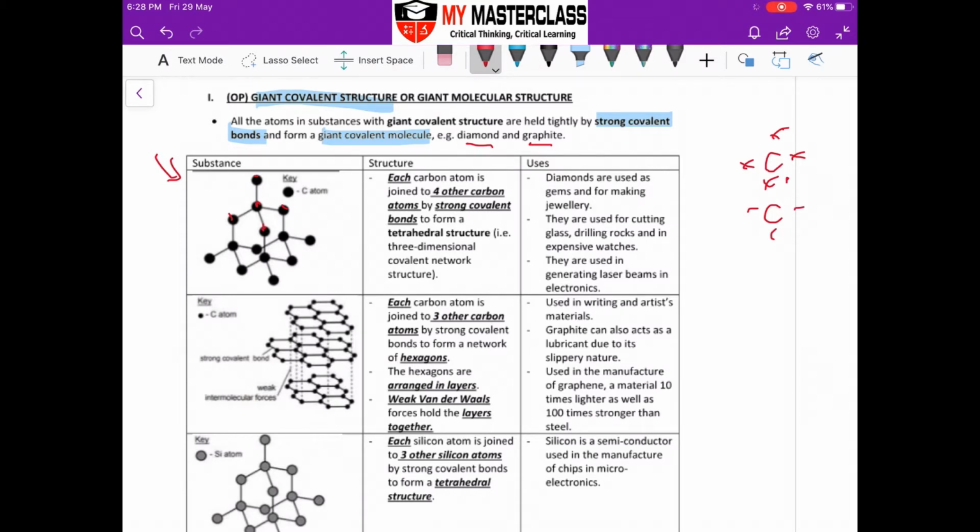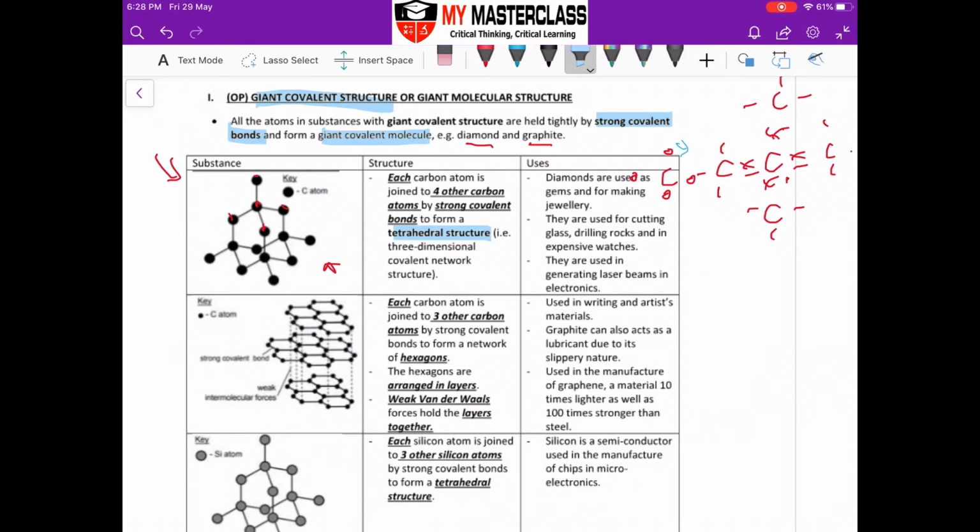I'm just going to draw it as a dot and cross diagram. It will look like this. This part over here still has unpaired electrons, right? These unpaired electrons will continue to bond with another carbon atom, with its 4 outer electrons. So the whole structure can keep repeating itself to form what we call the tetrahedral structure.